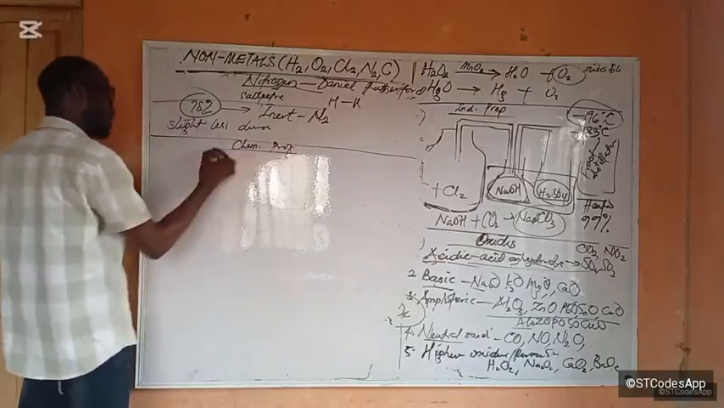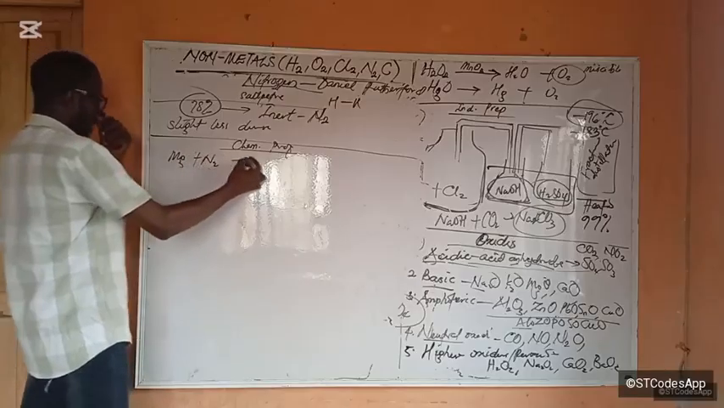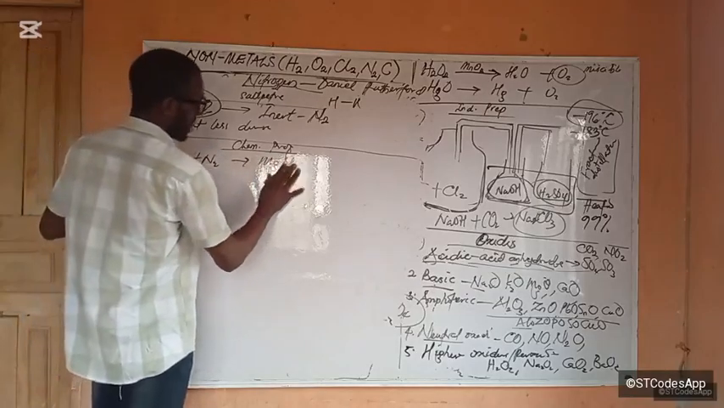The chemical property that you should know is that when you react magnesium ribbon with nitrogen, it forms magnesium nitride. Exactly.